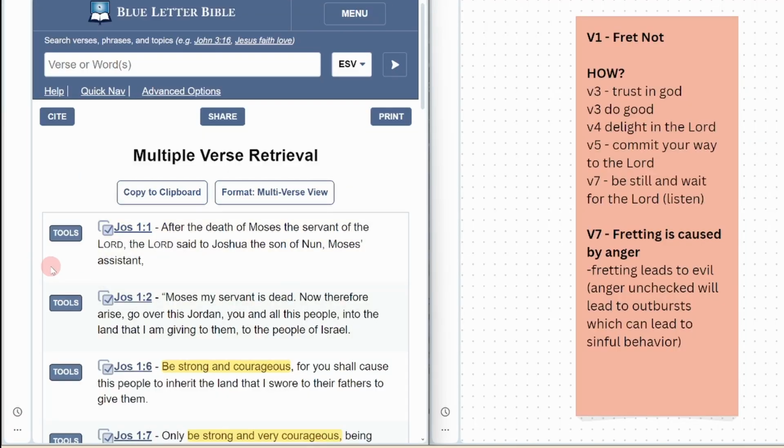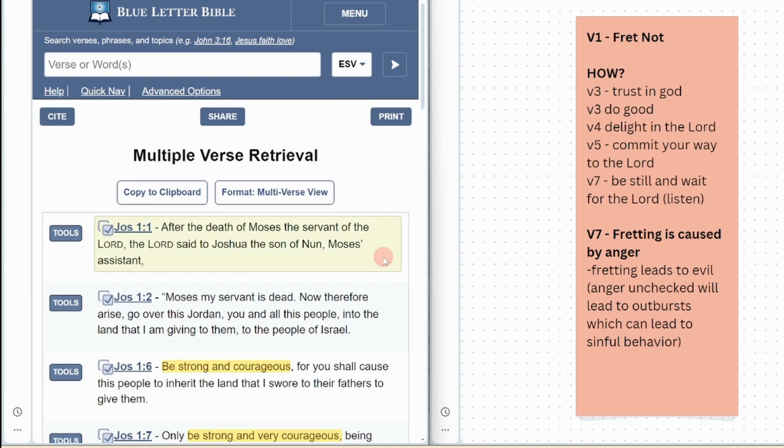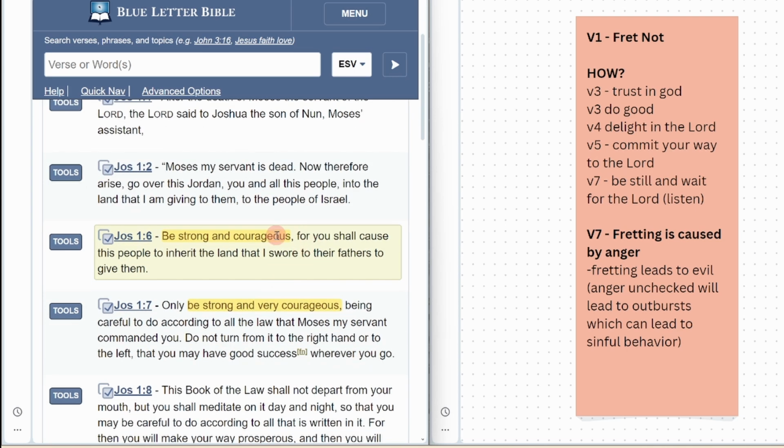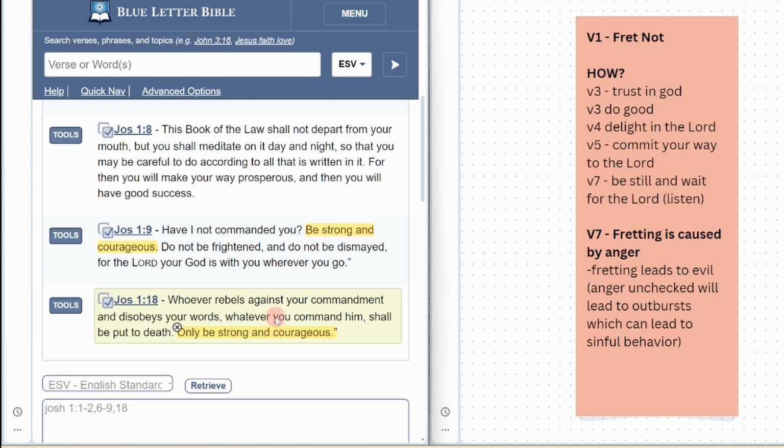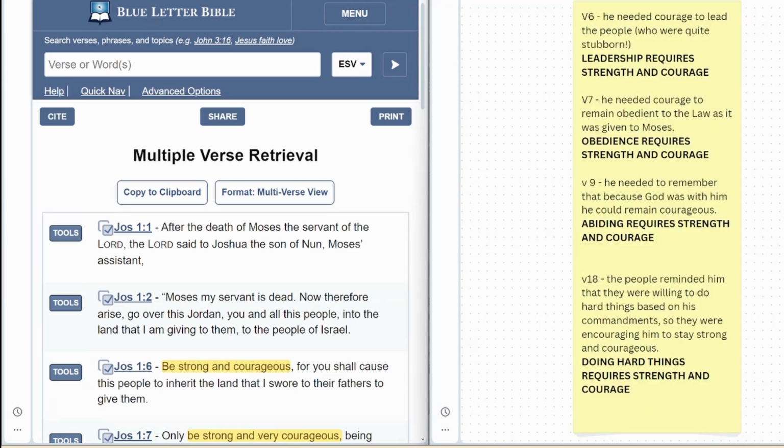The first one we're going to do is Joshua 1. It goes all the way through verse 18, but we're not going to cover that much. In Joshua 1, you have this phrase, be strong and courageous. It's repeated four times in the first 18 verses. On the right here, I have the list that I pulled out of this, and you might pull out a different list when you're doing this. But let's start reading here.